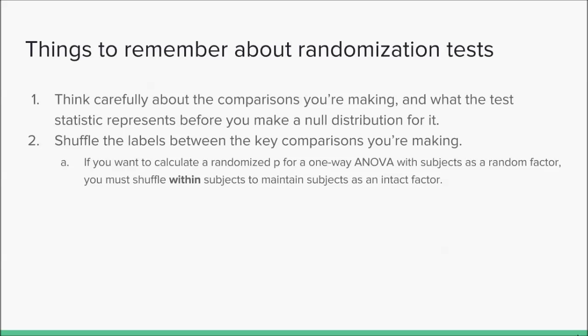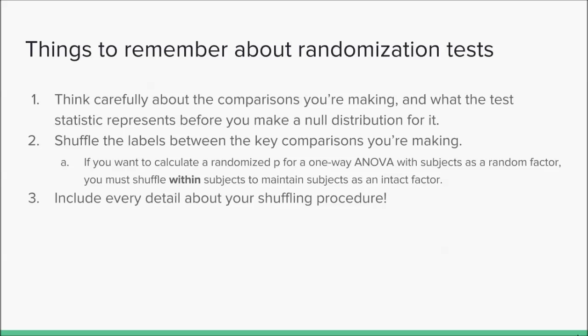When you shuffle for this data set, you have to shuffle within each subject to maintain subjects as an intact factor. So let's say you have 50 trials for each of the 10 subjects. You would shuffle the 50 trials and shuffle the labels for those for subject 1, and then do the same procedure for subject 2, and use different shuffling indices for every single subject. Otherwise, you wouldn't be able to maintain subjects as a random factor in your analysis.